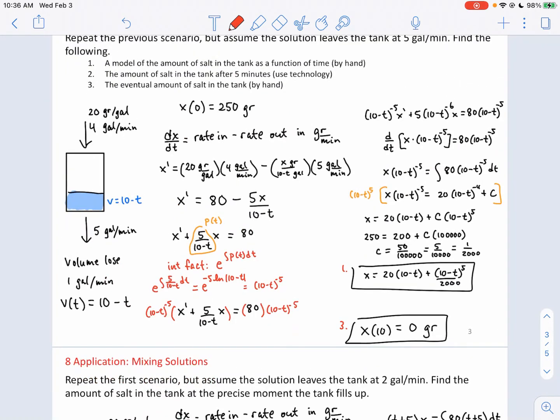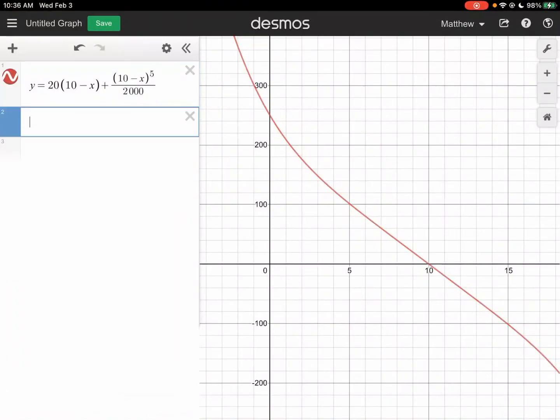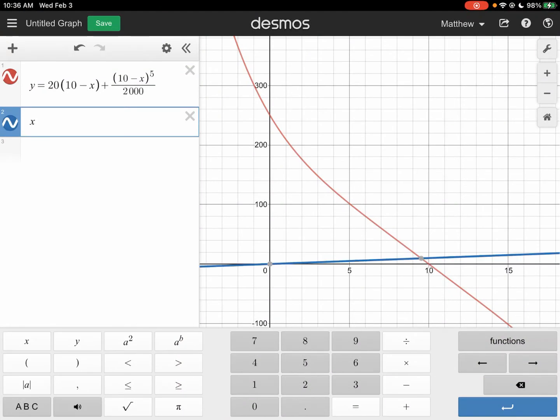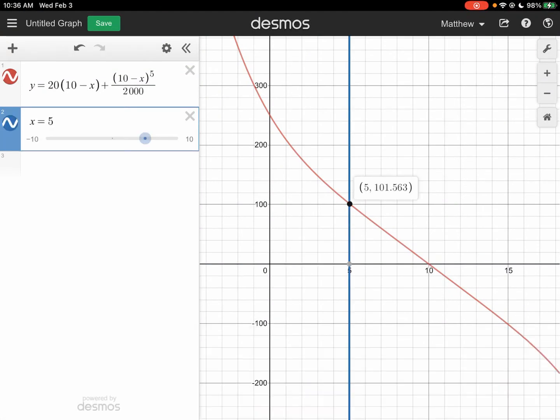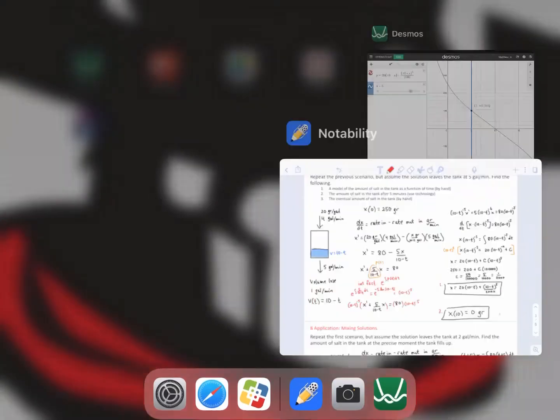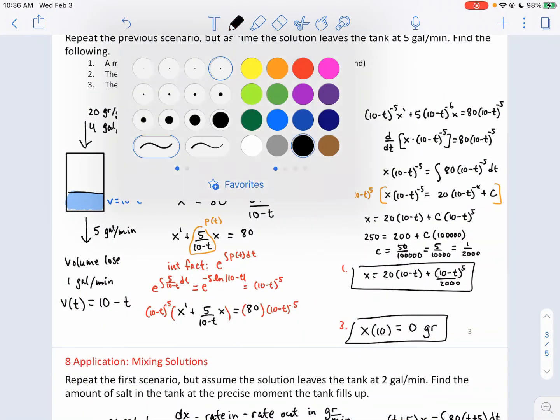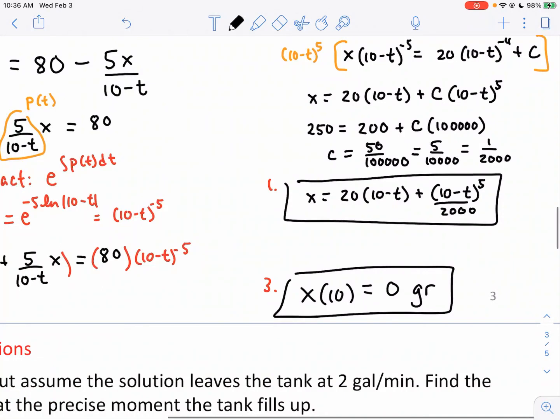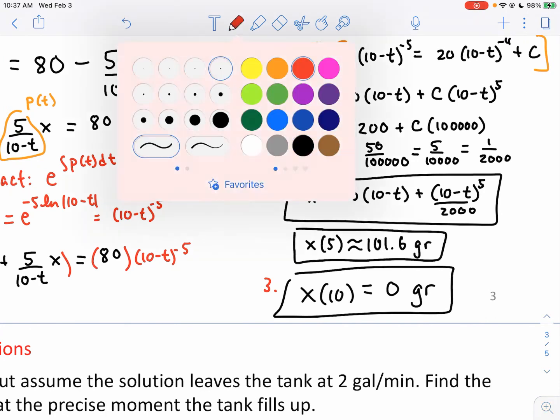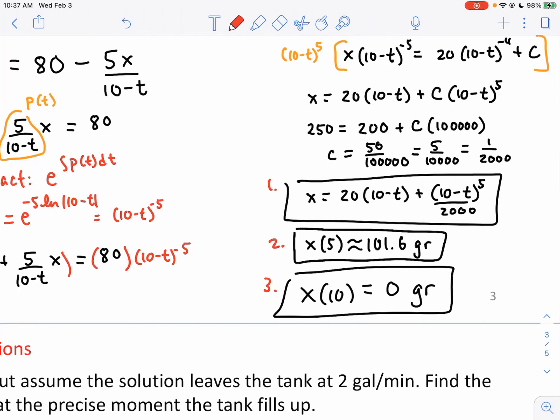And now question 2. What's the amount of salt in the tank after 5 minutes? So after 5 minutes, I'm going to do a vertical line, x equals 5, and then find that point of intersection. And that's going to reveal how much salt we expect to see in the tank at the 5-minute mark. 101.6 approximately. x of 5 is approximately 101.6 grams. And there is our answer for the second question.